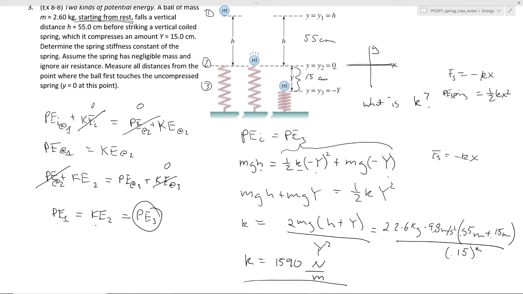Let's see, if the spring had been pulled, mg would not have been considered in potential energy, right? I'm not quite sure what you mean.